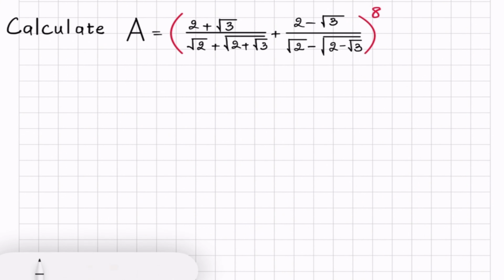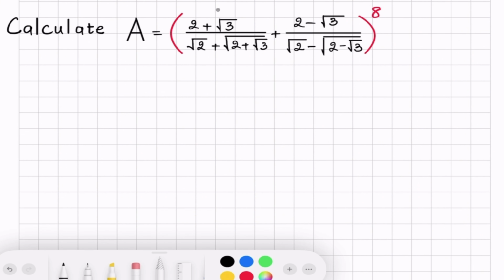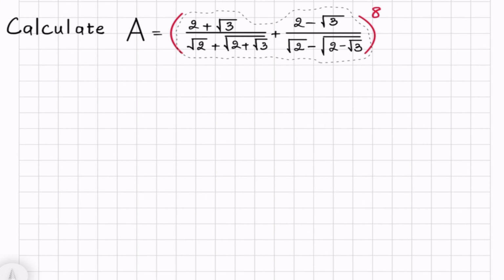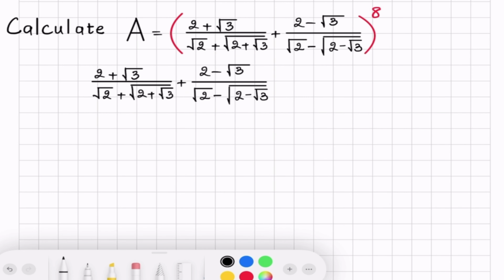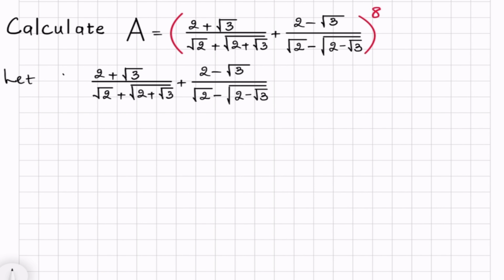So now we just need to solve the inside first. Let's take this as b. So we just say let b equal to the whole expression here. So let's solve b first. Okay, so then we will get 2 plus square root of 3.